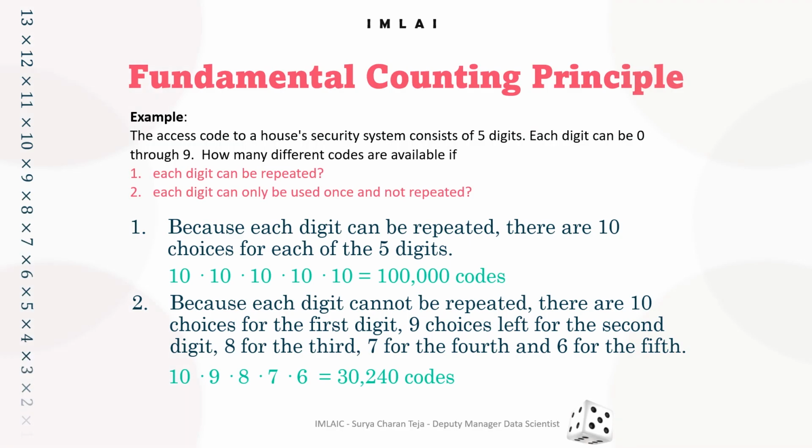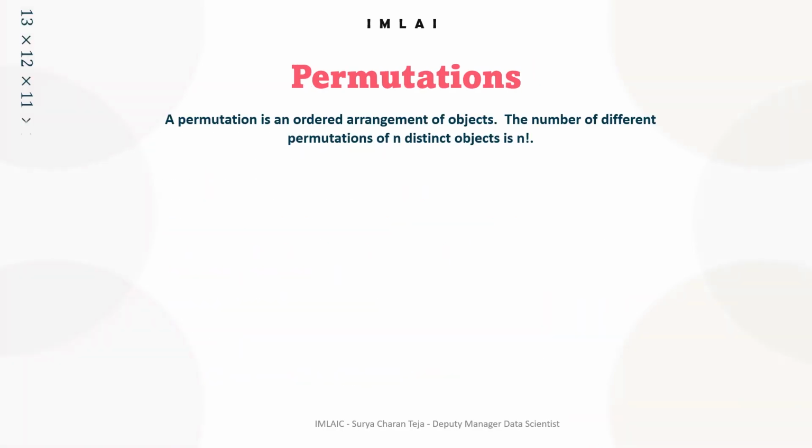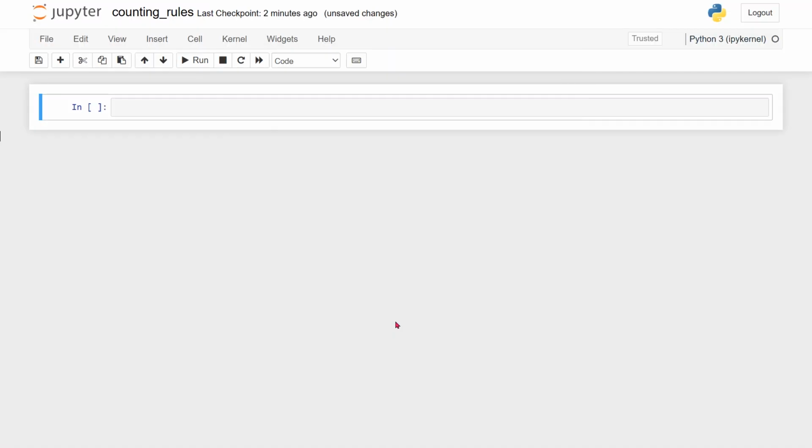So now it's time to get into the permutations. A permutation is an arrangement of objects in a specific order. The order of the objects matters, and any change in the order results in a different permutation. So let's take one example for that permutation.